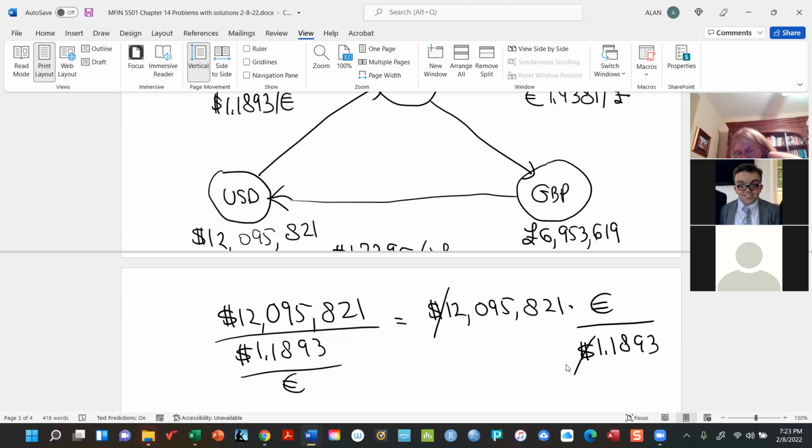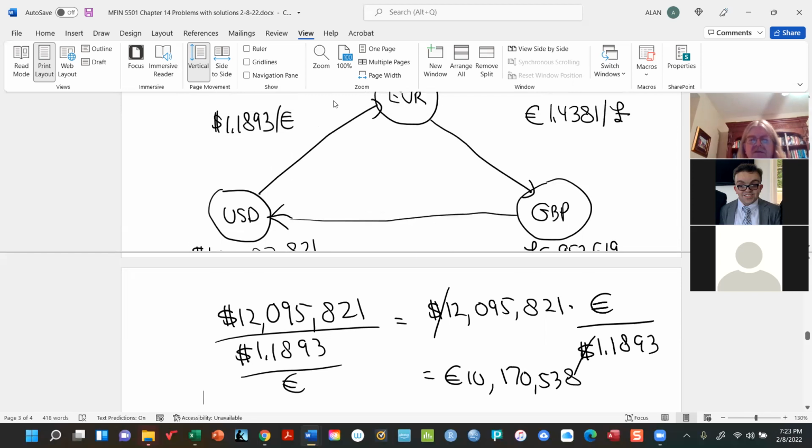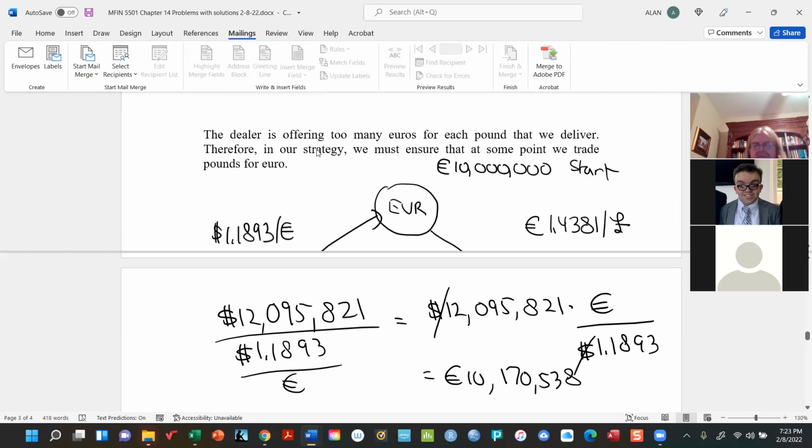So let's get a drum roll going. Let's see how many euros this is worth. Now, you can see visually, we're dividing by 1.1893. The numerator is 12 million. It's pretty clear that we made money, but let's just prove it. 12,095,821 is now divided by 1.1893. So we, oh yes, 10 million 170,538. Beautiful. So copy that up here.